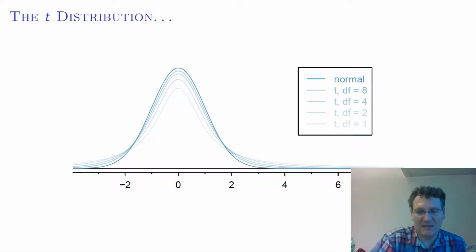And this is what we mean when we say the t distribution approaches the normal distribution. And as I mentioned before, a lot of probability distributions actually have the normal distribution as their limiting distribution, or they converge to the normal distribution as some parameter increases.